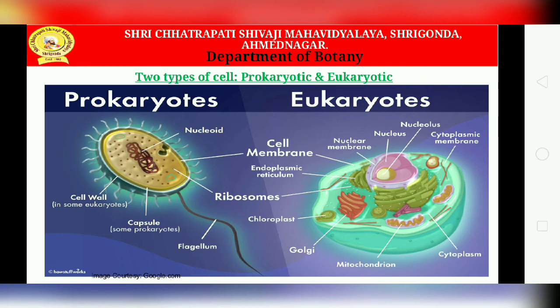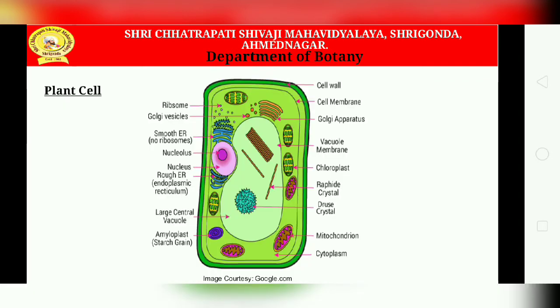There are various different components present in the eukaryotic cells, as we can see in the pictures: the nucleus, the nuclear membrane. This is a typical plant cell, and you can see the various components present.